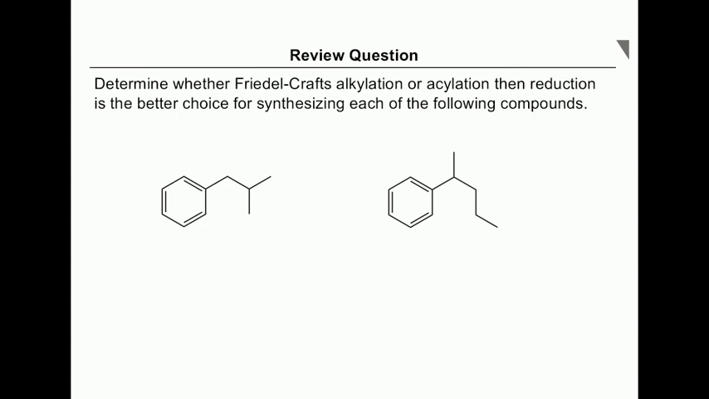So, for these two, how might you make these? We're both making carbons. We're assuming we're starting from benzene. What is a better choice, alkylation or acylation, for each and why? So take a minute, think about that, and discuss that with your partner.